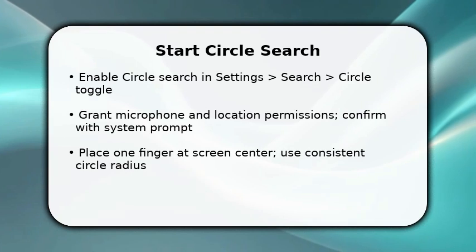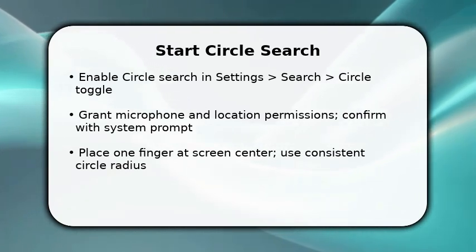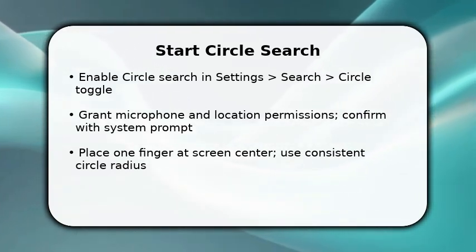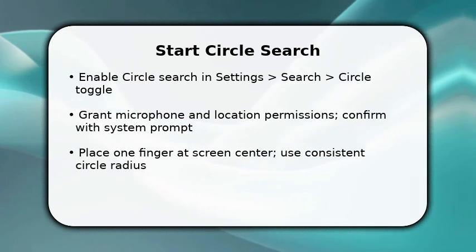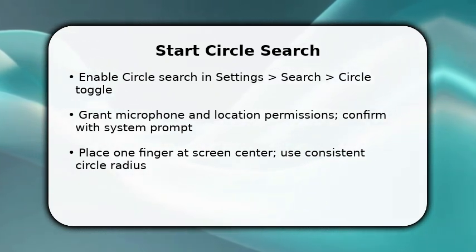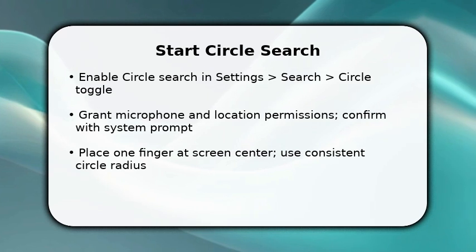You start by enabling circle search and granting microphone and location access. Once done, open Nord 5 home screen and navigate directly to search settings. Flip the circle toggle on.